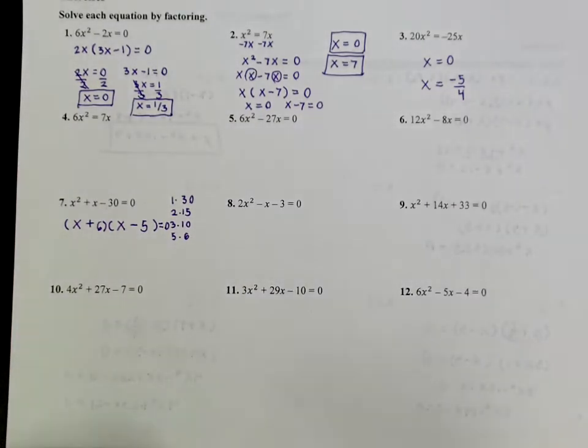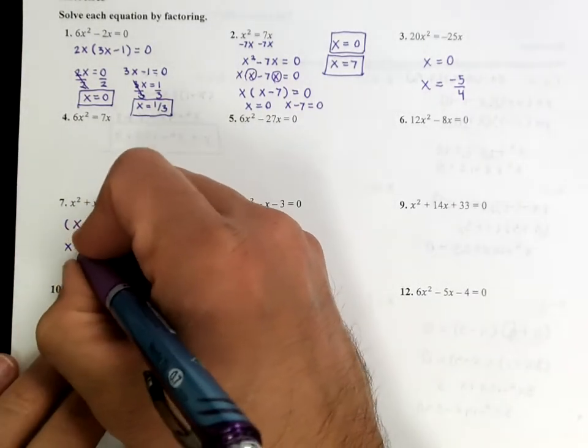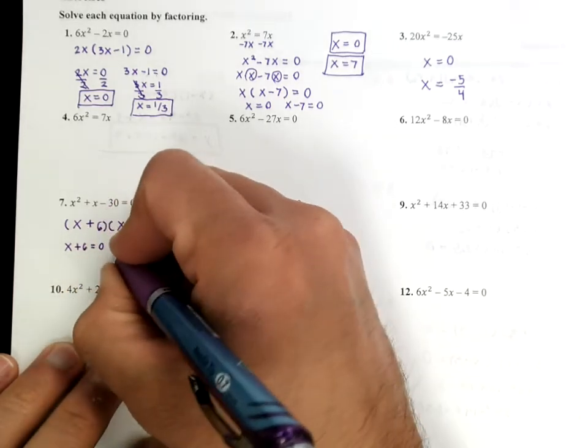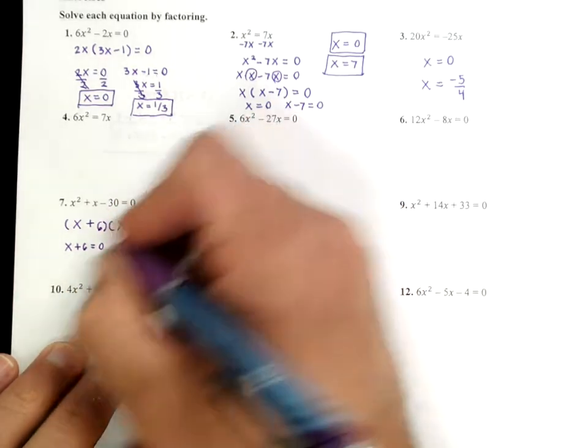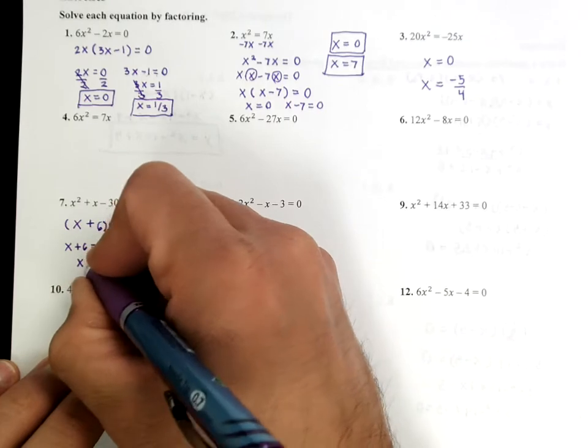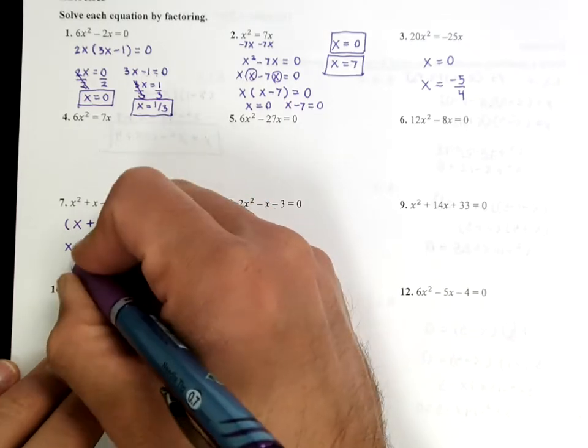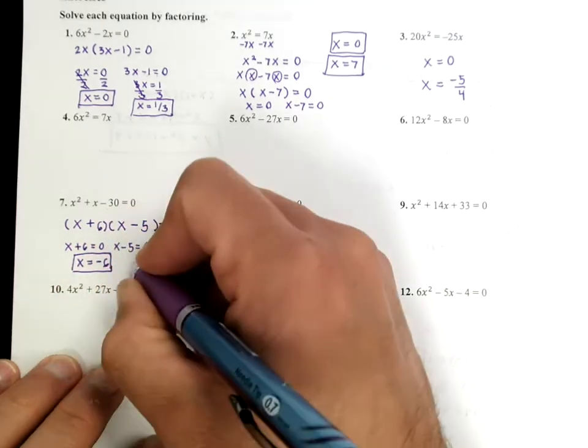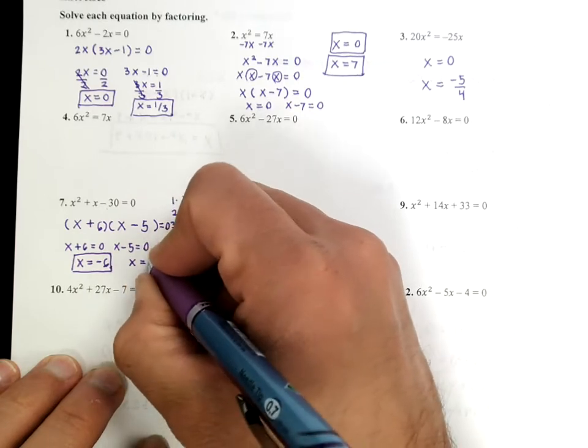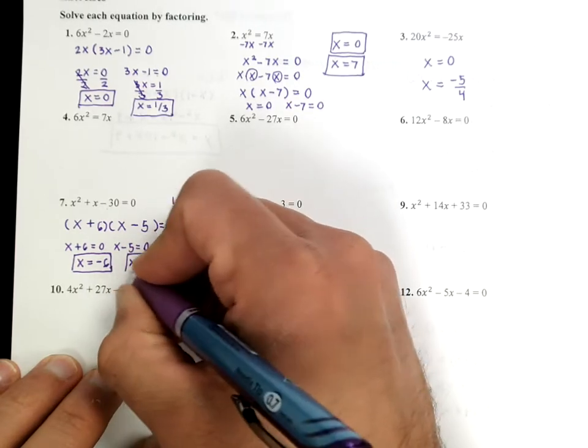So that's equal to 0. So I'm going to set each factor equal to 0. If I subtract 6 from each side, I get x is equal to negative 6. If I add 5 to each side, I get x is equal to 5. Okay.